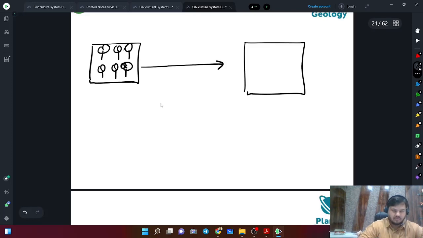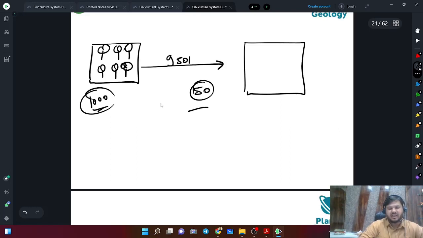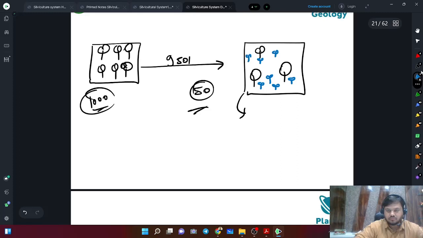Suppose there are 1000 trees. They will cut 950 trees, but leave around 50 trees. I'm just giving an example. So they will leave a few trees here, a few trees here, and they will cut all the other parts. Then after cutting, we do regeneration. I'll use a different color. We have planted small saplings here for regeneration, right? Something like this.